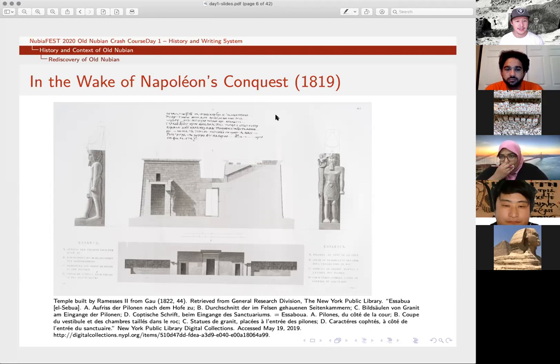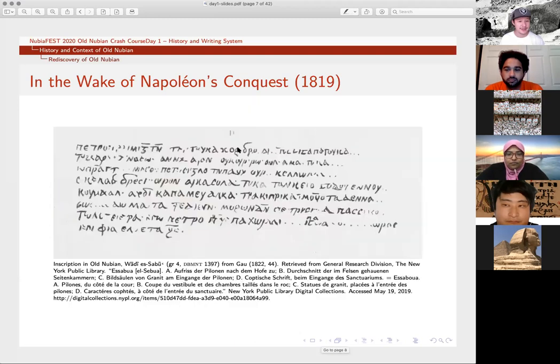And we see here one of these inscriptions. He did not read Coptic nor Old Nubian, and his transcriptions are terrible because he didn't understand what he was transcribing. And as you can see here, some letters look like Nubian letters, but then many others, like this, for example, he had no idea what he was writing.